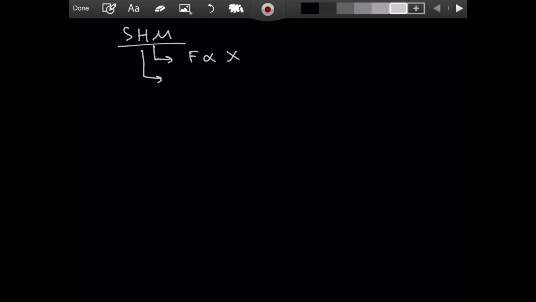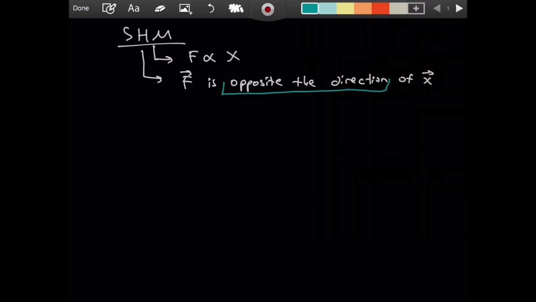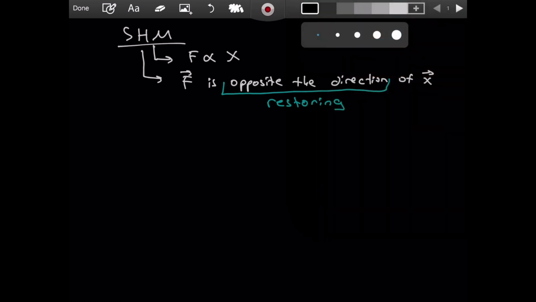And the second one is about the direction. It says that force, so F with the arrow this time, it is a vector, F is opposite the direction of displacement from the equilibrium. Now, since it is opposite, this property is represented by an adjective, and that adjective is restoring. We often call these types of forces restoring forces because they are pulling you or pushing you back to an equilibrium position.